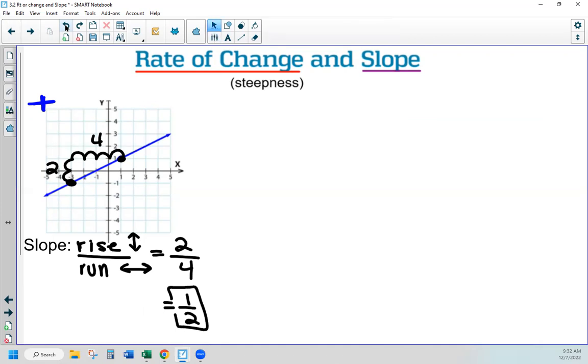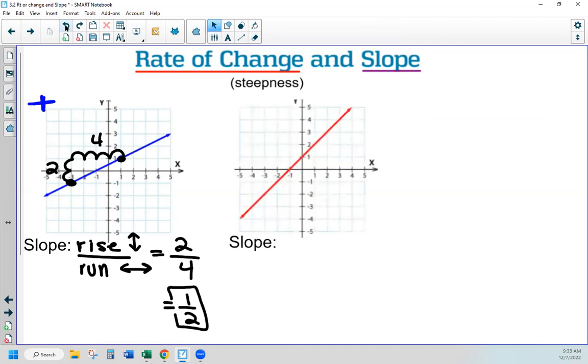Let's look at the next one. All right, we have a slope right here of this line. We're going to do the same exact thing.